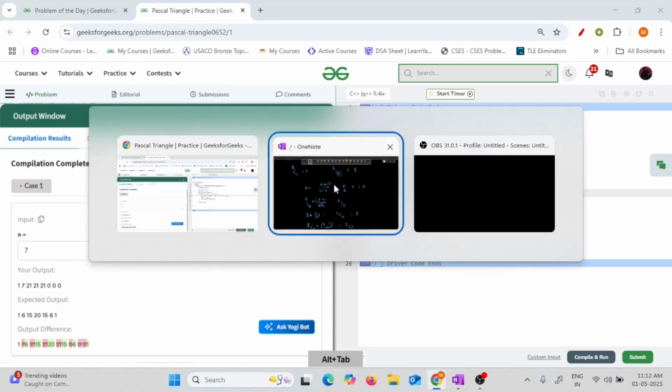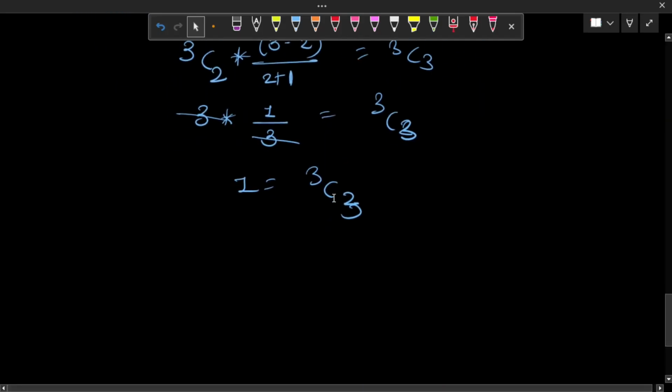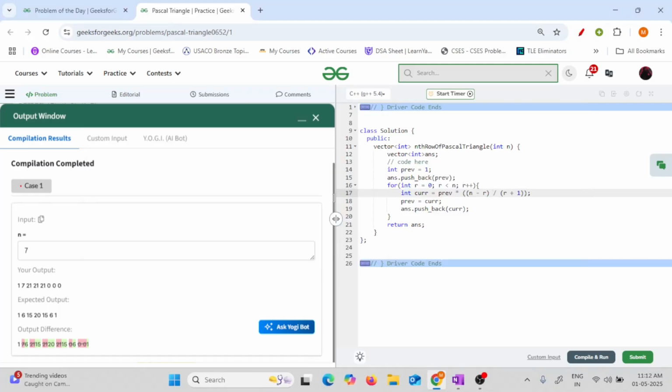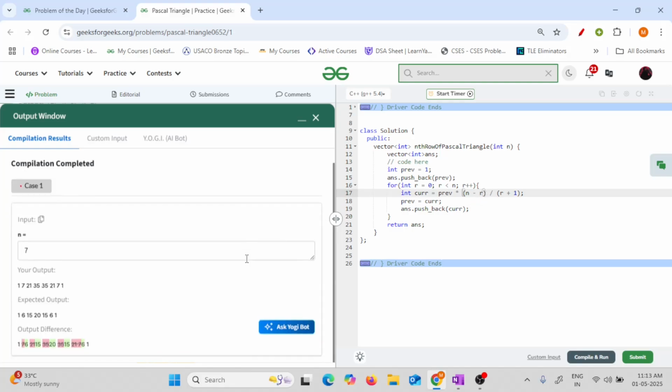So for 0 to n, first I'll calculate nC0, which is 1. After that I'll calculate nC1. For nC1 I have to use this n and this 0, and the previous value. Am I doing something wrong here with the brackets? I'll just remove the bracket. Maybe it is giving an error, there might be some chances, I'm not sure about this. No, it's still not working.